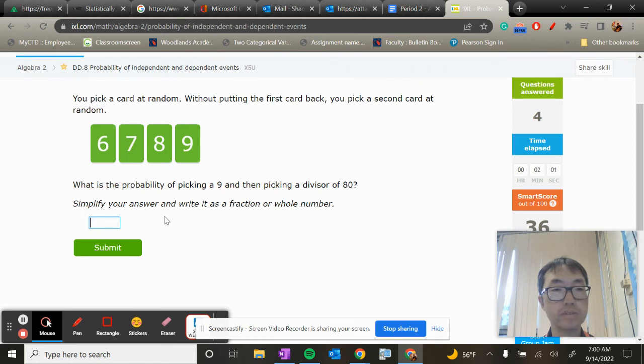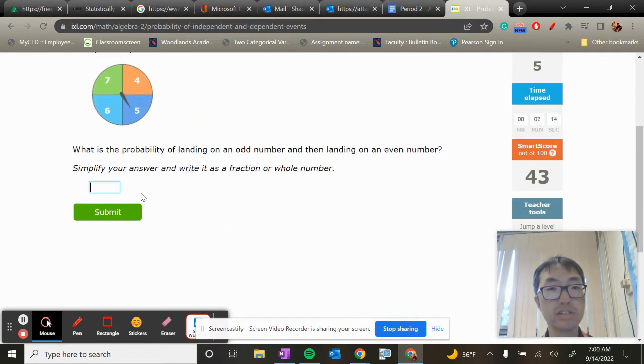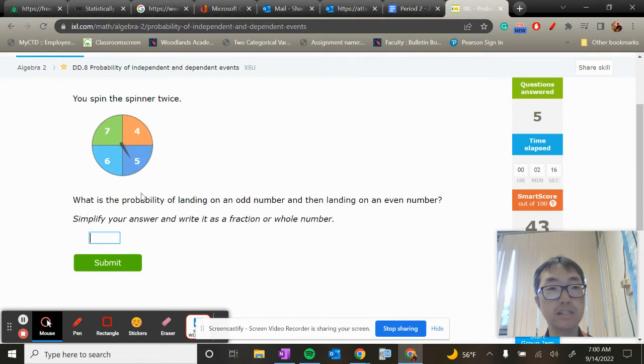Ew. 9 is 1 out of 4. Divisor of 80, 1 out of 3. So 1 out of 12. Only 8 goes into 80. All you divisor fans. Odd and then even.